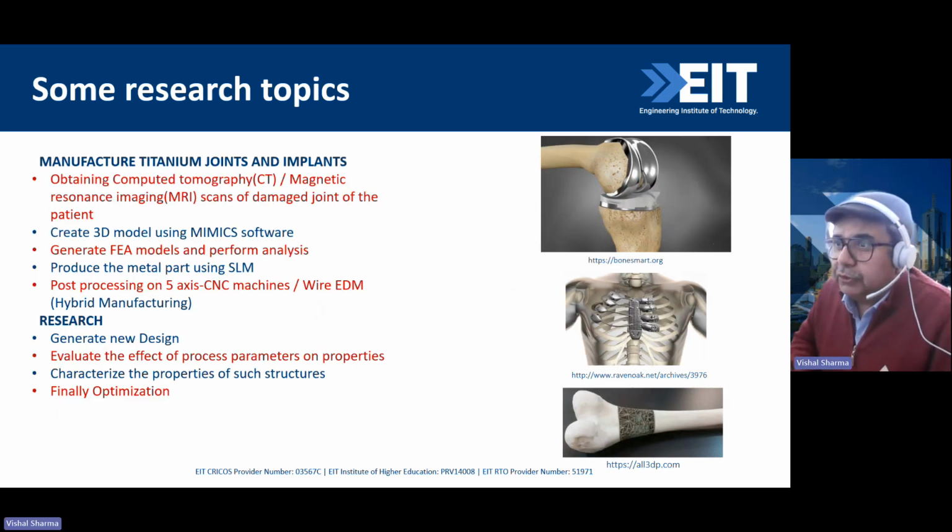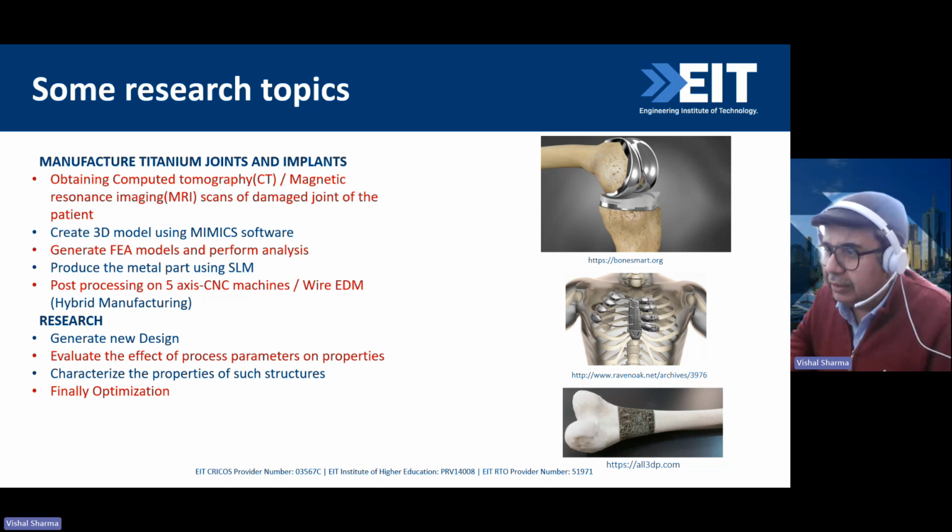More research topics. This is, I would say, a very ambitious project. But the university close to me, RMIT, is working on it. They are creating joints. You can see they're making joints like this out of titanium.